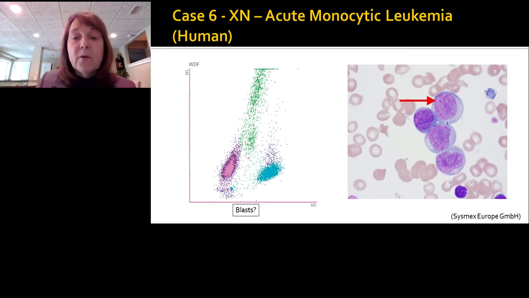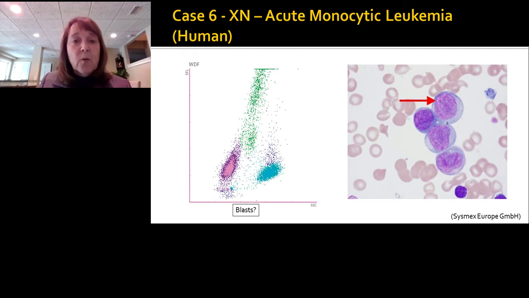And in this case, they were characterized as monoblasts. They are large, they have monocytic characteristics, very fine blue cytoplasm, an extremely large nucleus, very prominent nucleoli, and again, a case where the scattergram leads you to looking for an acute monocytic leukemia.